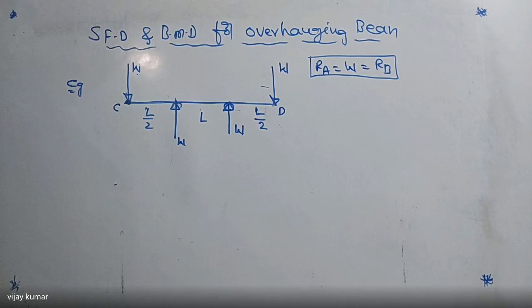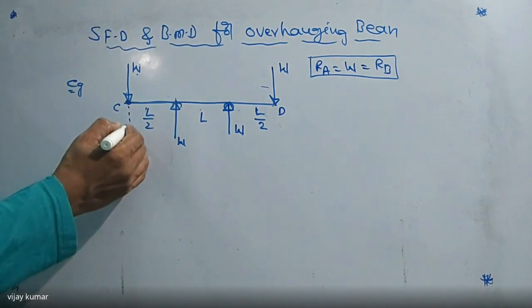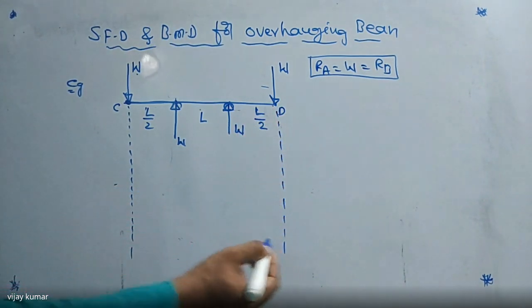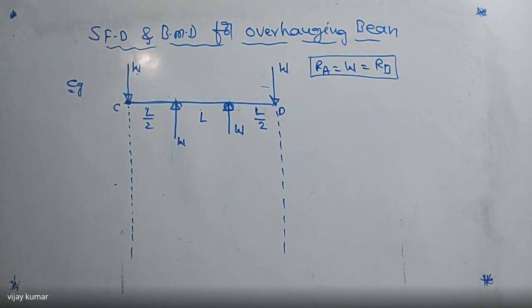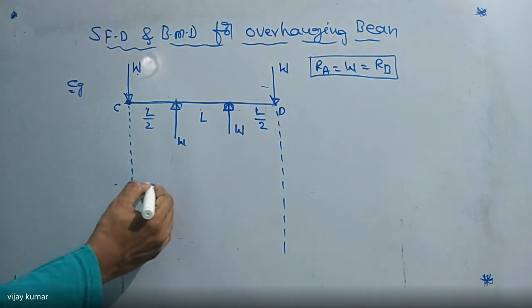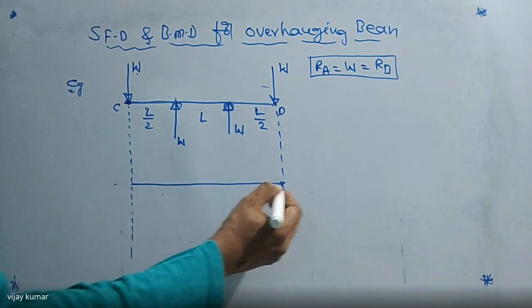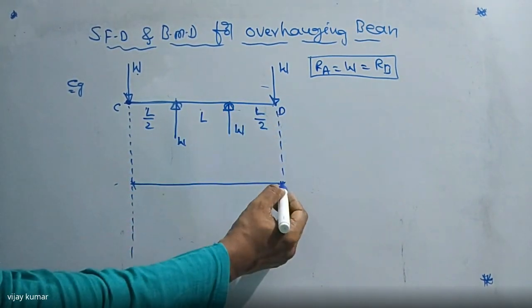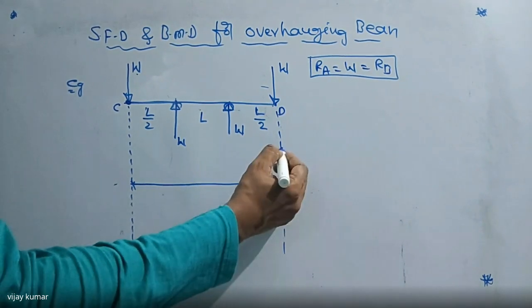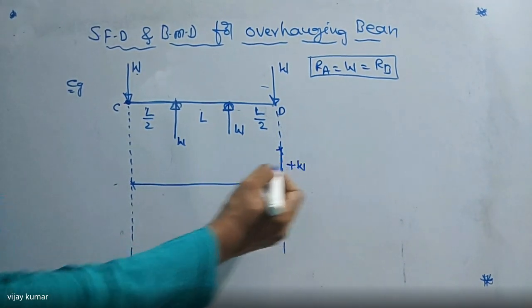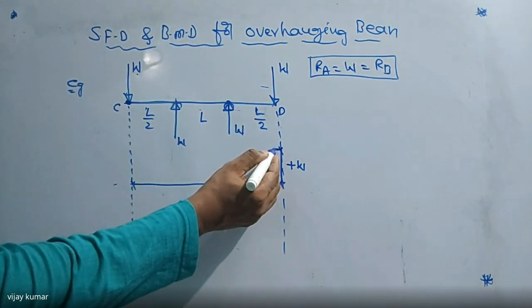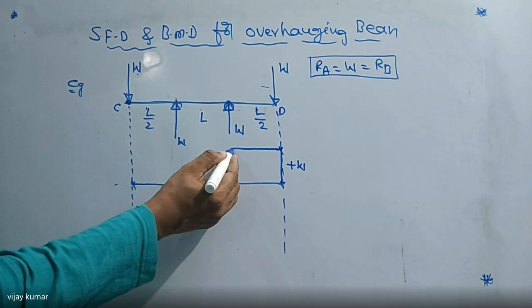Then I'm going to draw the shear force and bending moment diagrams. They are very simple, so listen carefully. First of all, I'm going to draw the shear force diagram. We can draw it directly, there is no need of calculation here. If you see those values, you can draw directly like this. This load is moving downward, so shear is positive. I'm going to indicate this as plus W, and this load will continue up to this point.